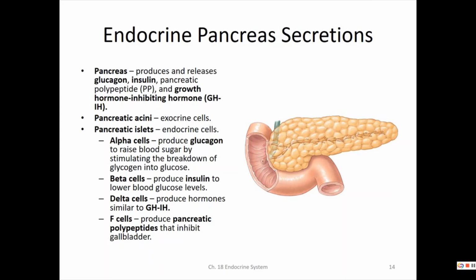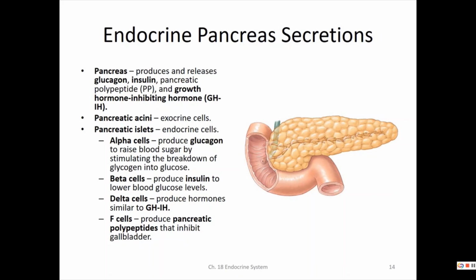Now, delta cells. Delta cells produce hormones that are identical to growth hormone inhibiting hormone, or very similar to it. They act like it. Now it's like, why would that be done with the pancreas? Pancreas is a major metabolic organ for the body. It is involved in helping us to digest materials. It handles a lot of our metabolic activities. So what better thing to help us say, I don't need to grow right now because I don't have the nutrients to do so. Okay.